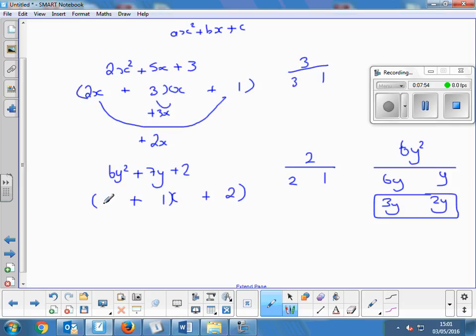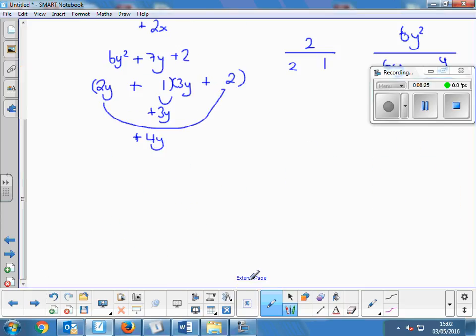2 times 3 would give you 6, plus 2 would be 8, so that doesn't work. So let's try it the other way. 2 times 2 would be 4, plus 3 gives you this. So I'm going to put the 2y here and the 3y there. When I multiply those two, I get 4y. And I multiply these two, I get 3y. Together, they add to get my middle term, which is 7y.